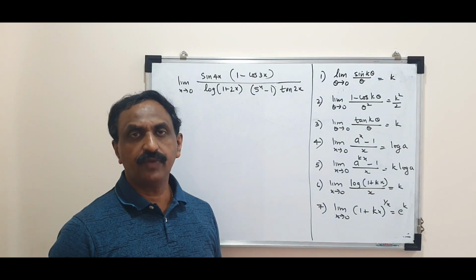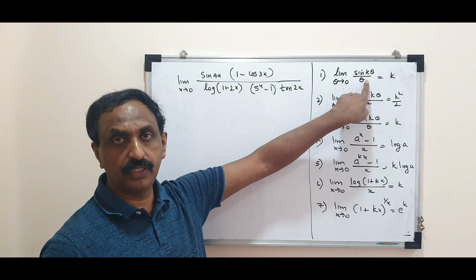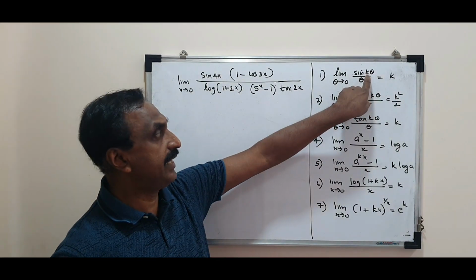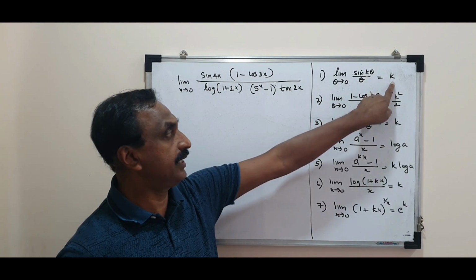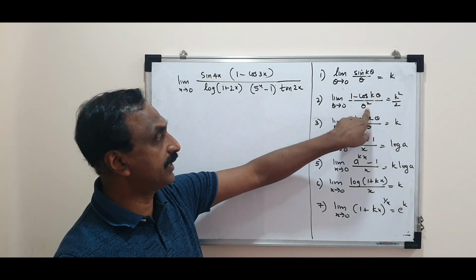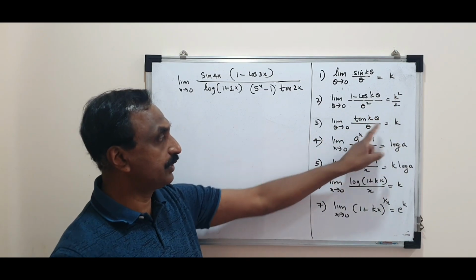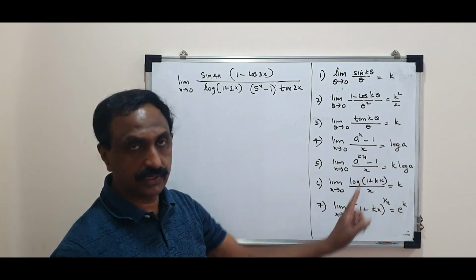Summarize all the formulae that we have learned. First one, limit theta tending to 0, sin theta upon theta is 1. If there is a coefficient k for theta, then the answer is that coefficient k. 1 minus cos k theta upon theta square, there will be k square by 2. Tan k theta upon theta is k. Whatever the coefficient was, that will be the answer.